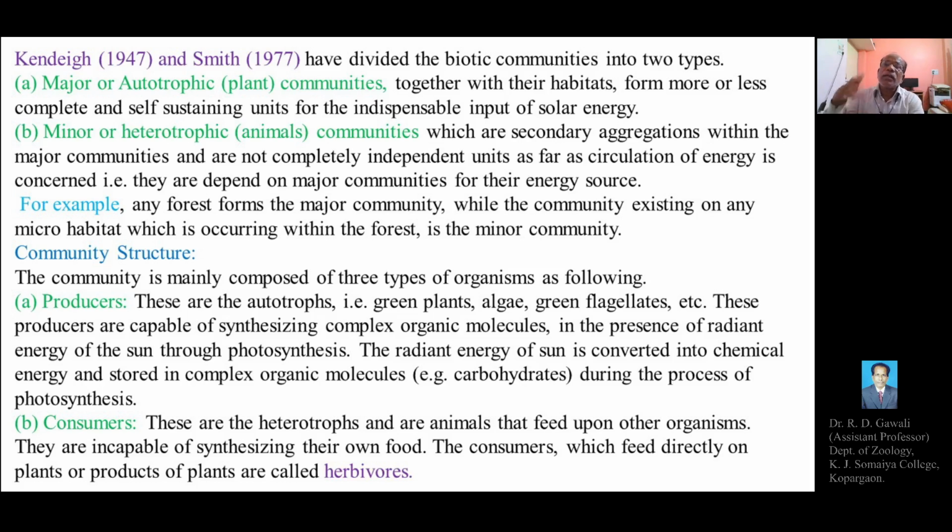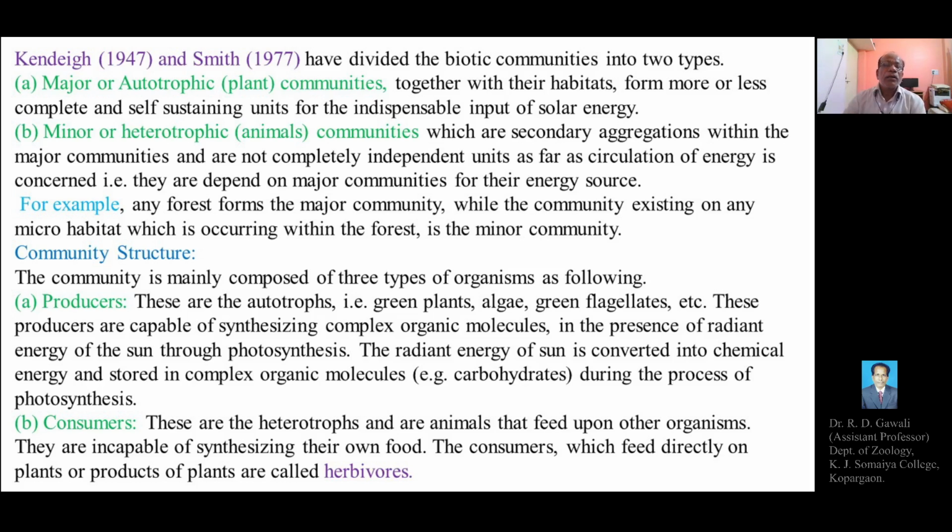So the producers are the producers of the energy. They are autotrophs or the green plants, which are capable of synthesizing complex organic molecules of the carbohydrates in presence of sunlight through the process of photosynthesis. Means the radiant energy of the sun is converted into a chemical energy and stored in the form of complex organic molecules of the carbohydrates during the process of photosynthesis. So this is what about the producers.